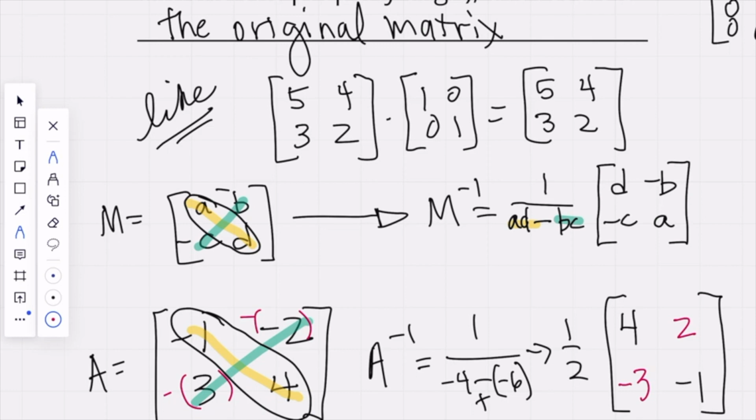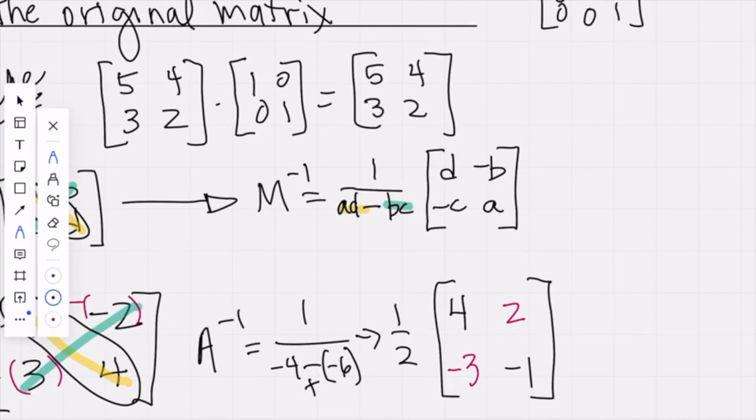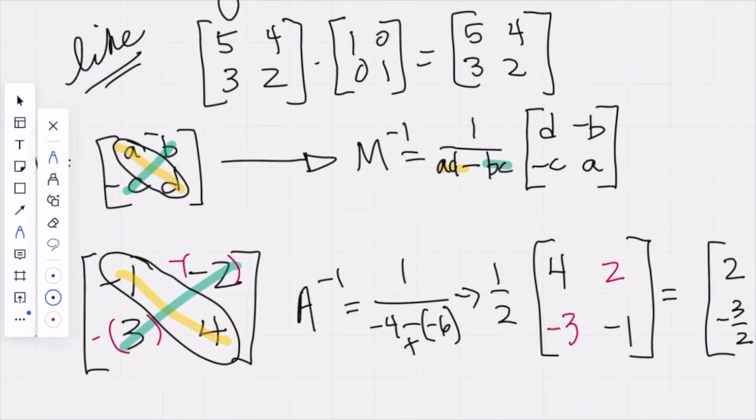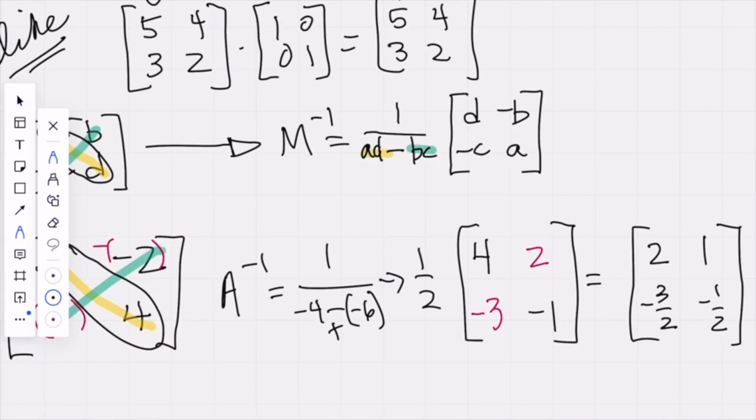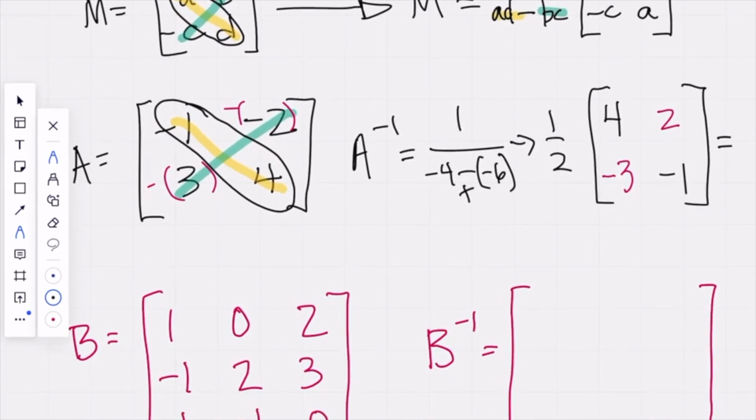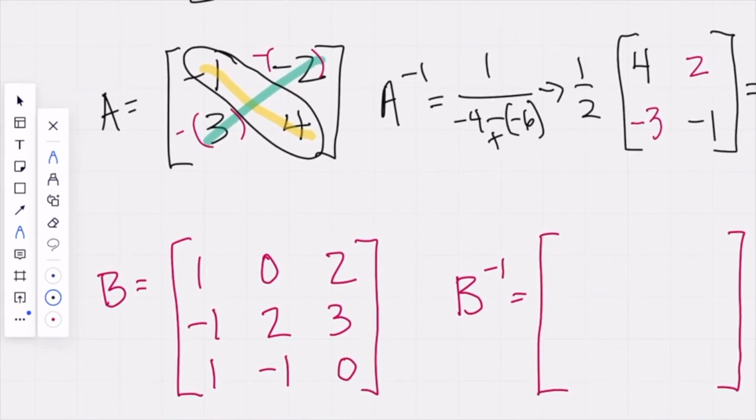And then all I'm going to do is take this 1/2 and distribute it to every entry in this matrix. And then I'll have my inverse. So 1/2 of 4 is 2, 1/2 of 2 is 1, 1/2 of -3 is -3/2, and 1/2 of -1 is -1/2. And that would be our inverse of this original 2 by 2 matrix. You could check this on your calculator, and the way you would do that is the way that you would find your inverse from anything that's higher order.